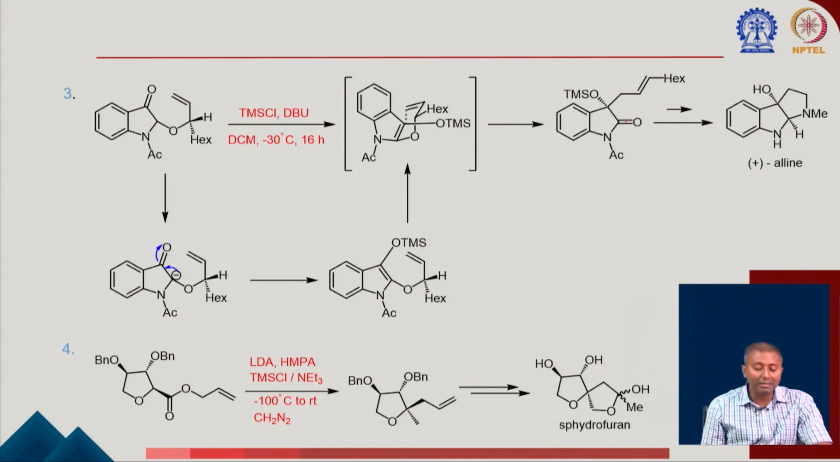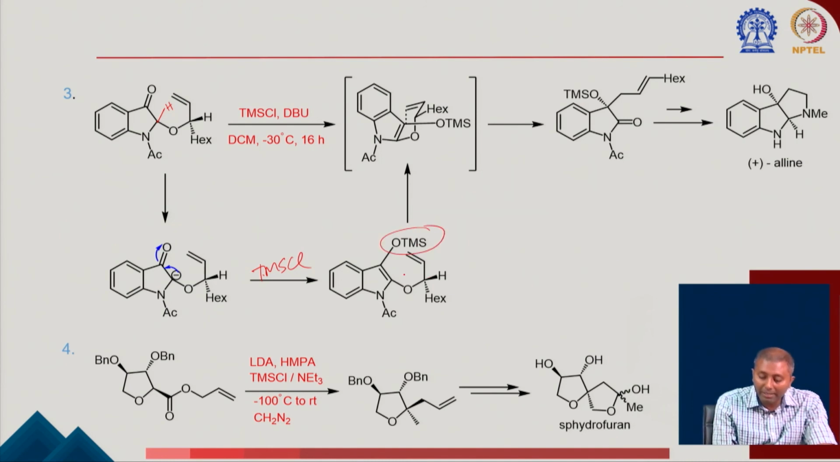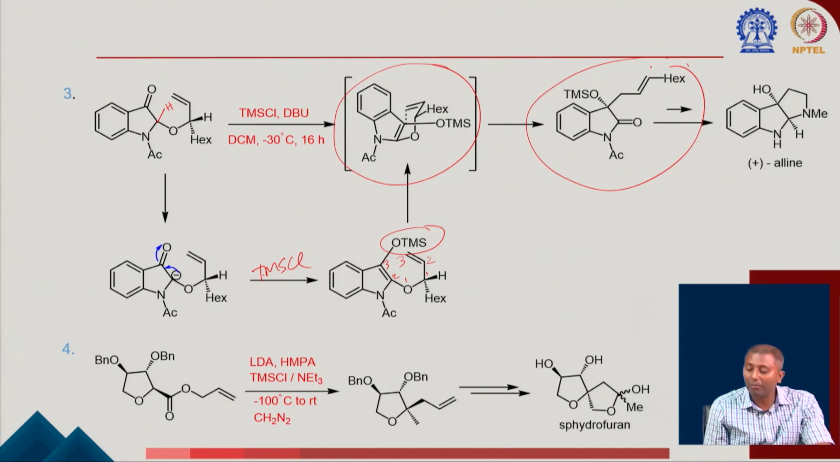There is another example here. I think this is a very interesting example. First, using a base like DBU, it can abstract this proton to form this corresponding carbanion. Now this carbanion can form the corresponding enol, which can be trapped with TMS chloride to form this corresponding OTMS. And now if you see, it is already ready for your 3,3 sigmatropic shift, because it is 1, 2, 3 and 1, 2, 3. It goes through this type of transition state to get to this corresponding product, and from there it can convert to a natural product.